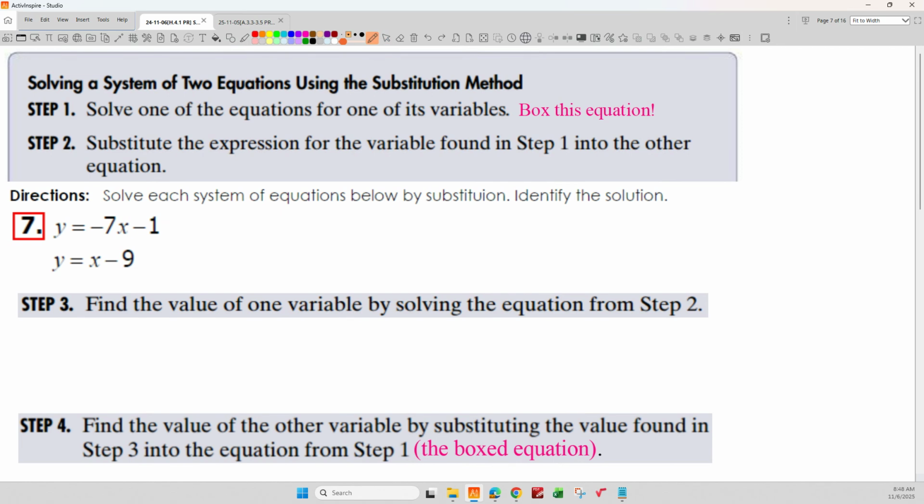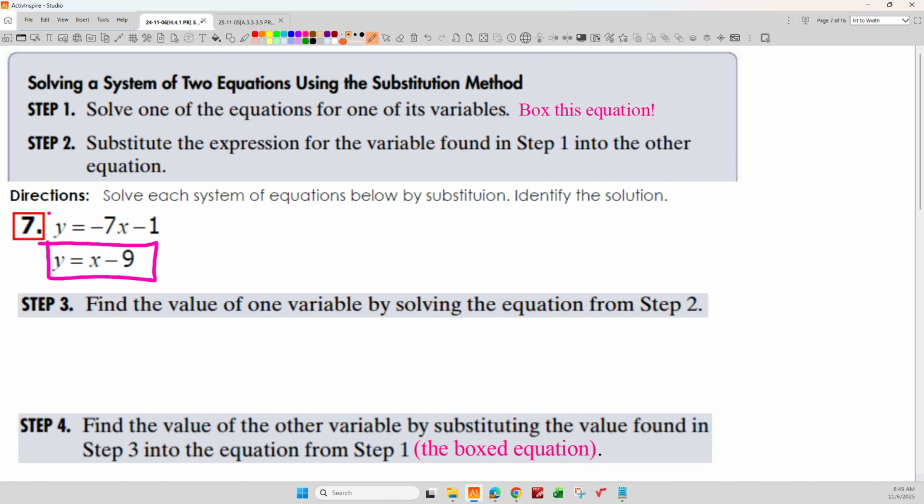Now, when we're doing this process of solving a linear system by substitution, as soon as we solve one of the equations for a variable, so we isolate a variable in one of the equations, immediately put a box around that equation. In this case, it doesn't matter. We can pick either one. We'll just pick the bottom one arbitrarily. That's our substitution equation, and we're always going to come back to that. So as soon as you isolate a variable, put a box around it, and then make your substitution.